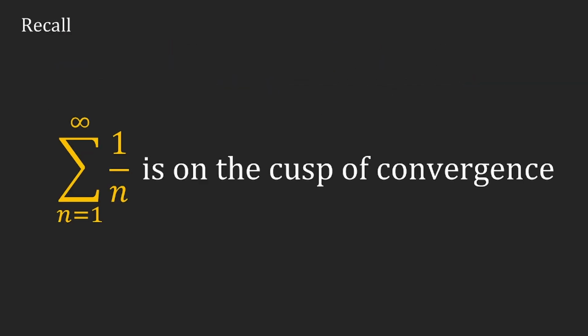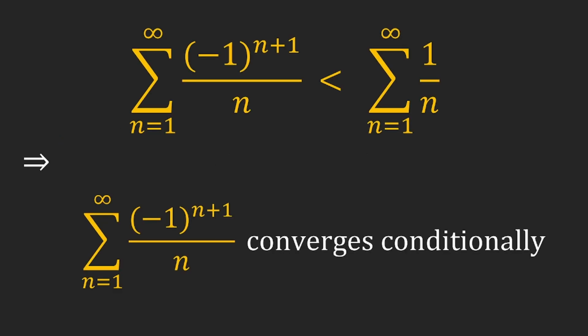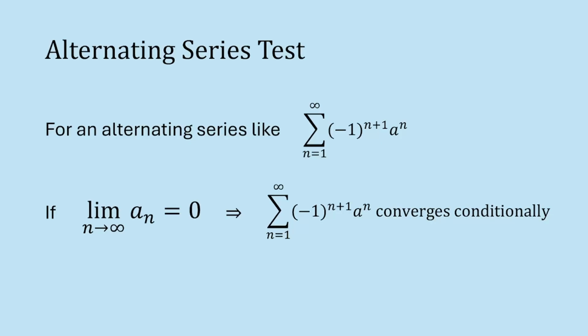Well, remember that the harmonic series itself was on the cusp of convergence, meaning if we were any smaller, then it would be convergent. So the fact that we've subtracted out some terms from the harmonic series means that this alternating series version is convergent. But how can we prove it with math? That wasn't very rigorous. Well, we have the alternating series test. For any alternating series, like the one we just saw, if you take the limit of the absolute value of what's under the summation operator, and it's equal to 0, then that implies that your whole sum converges conditionally.